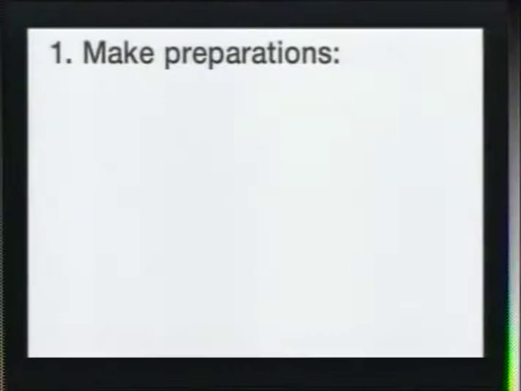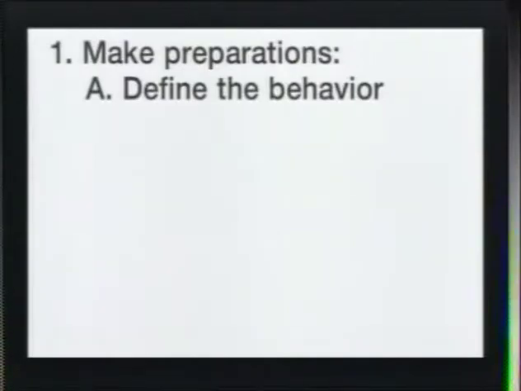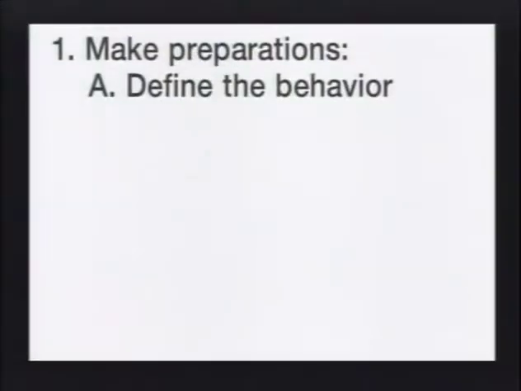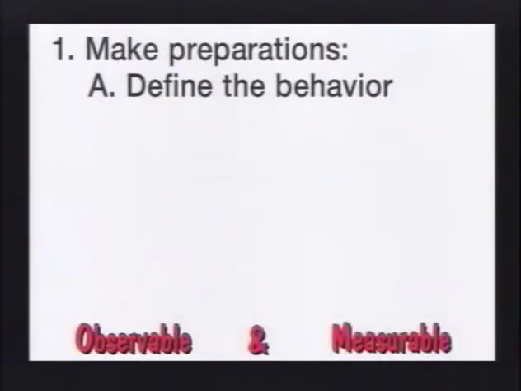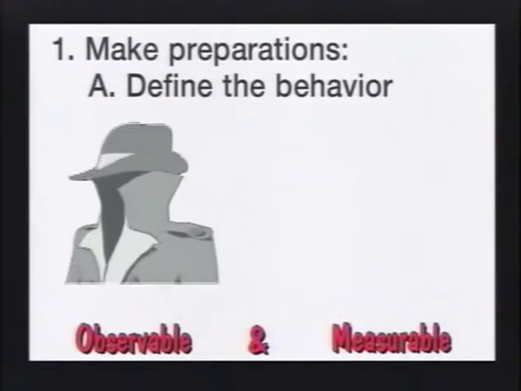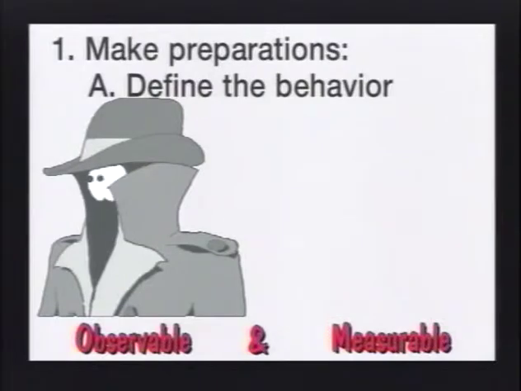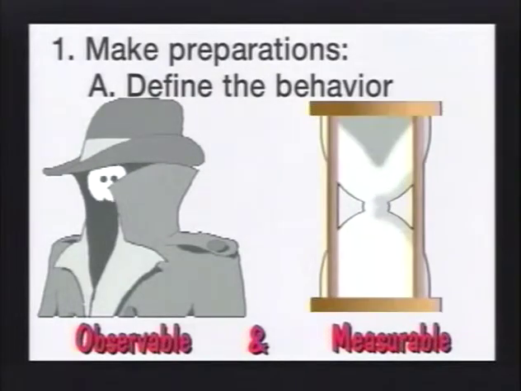The first step in behavior contracts is make preparations. Begin by defining the behavior you want to change. The behavior must be observable and measurable. In other words, student behavior that you can see and measure.